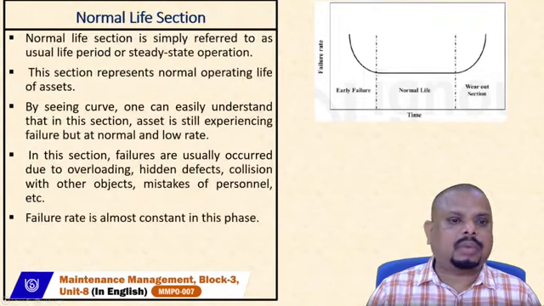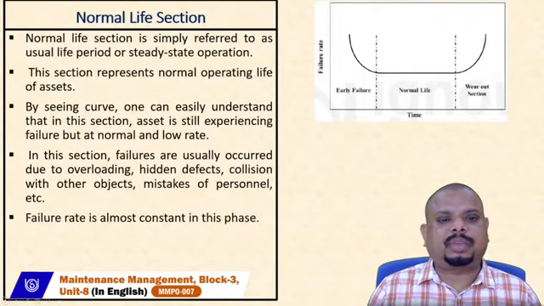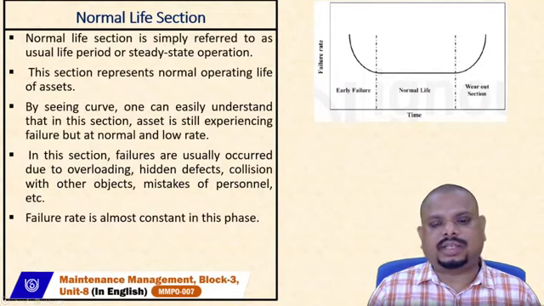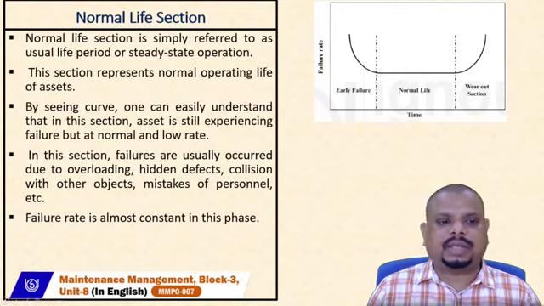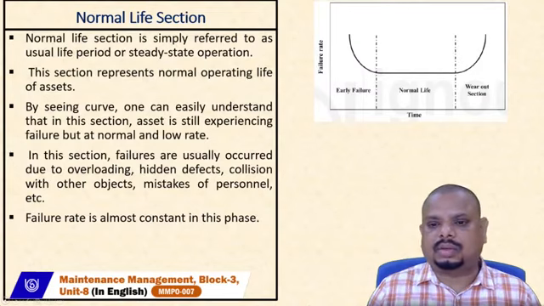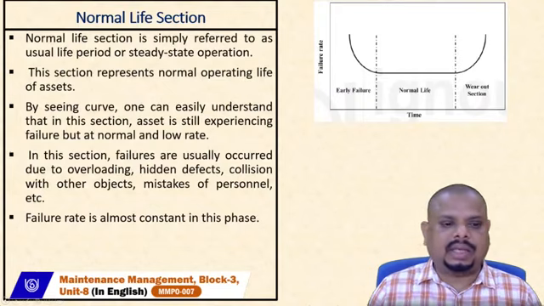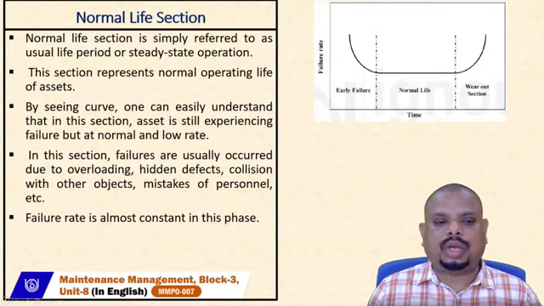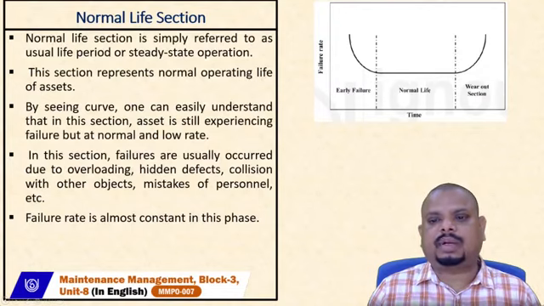So let's see what happens in the case of normal life. The normal life section simply refers to the useful life period or steady state operation. This section represents the normal operating life of assets. By seeing the curve, one can easily understand that in this section the asset still experiences failures, but at a normal and low rate. So here the failure rate is a little bit lower, and in this section the failures are usually concerned with overloading, hidden defects, collision with other objects, and mistakes of personnel. The failure rate is mostly constant in this particular phase.